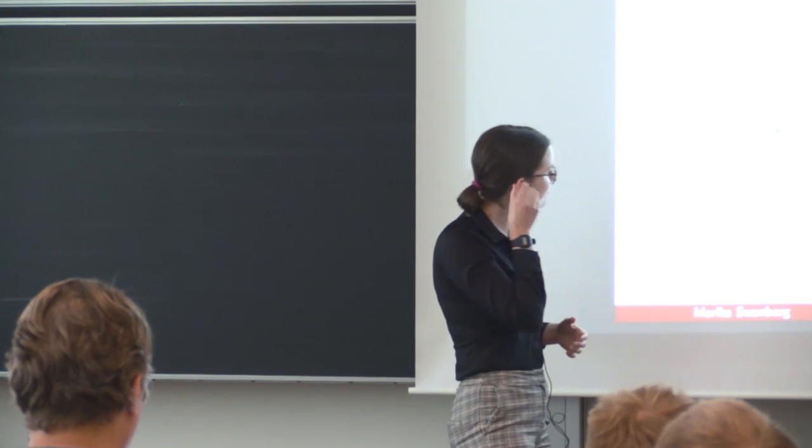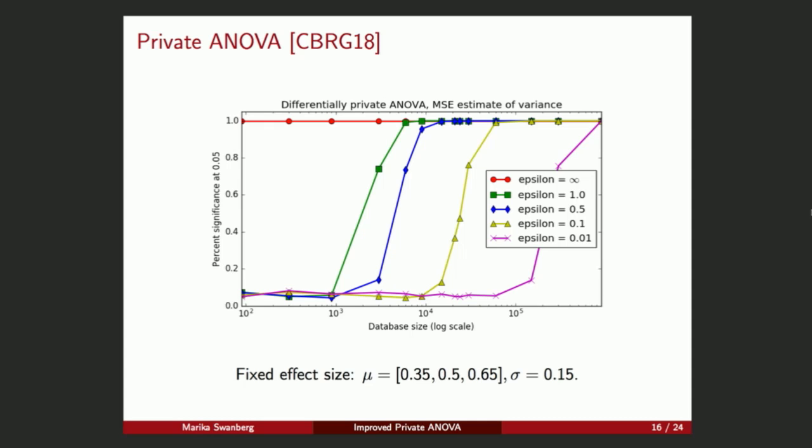So they fix an effect size. And on the x-axis, we have our varying database size. And then we're checking the power on the y-axis, which is just the probability that we'll be detecting the effect that's in the data, given the database size. So for this green line, for example, epsilon is 1, and it takes roughly 3,000 data points to get full power and detect the effect that's in the data.